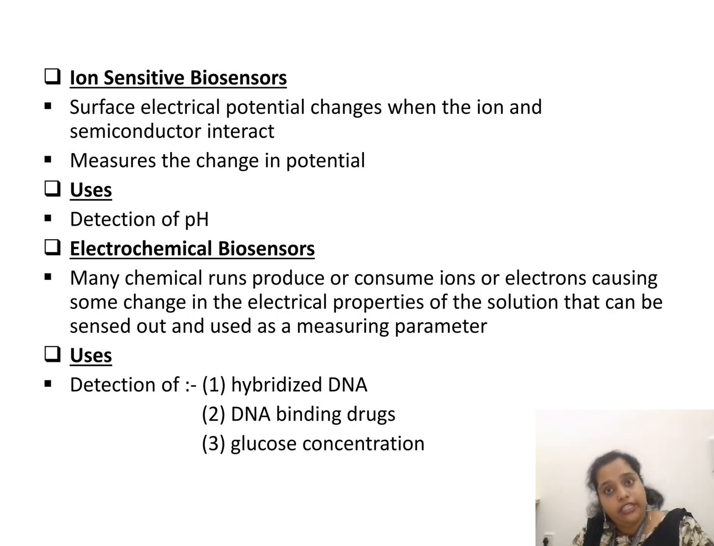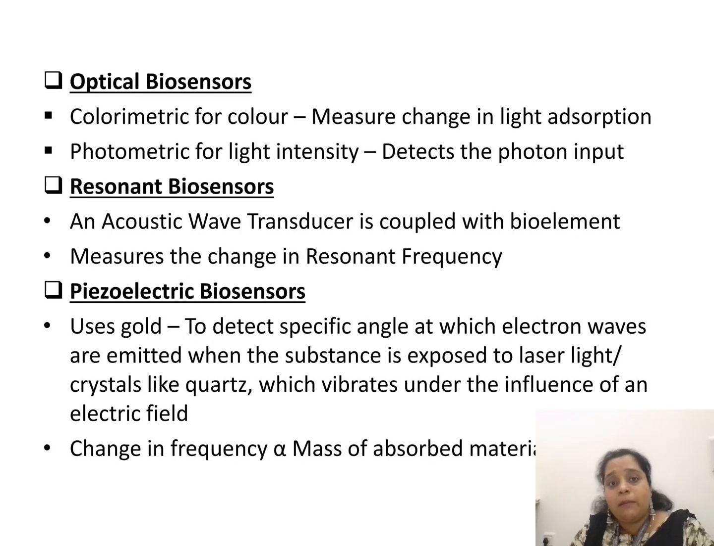glucose concentration monitoring. Optical biosensor, as I told, is for colorimetric for color, which measures the change in the light absorption, photometric for light intensity, and again resonant biosensors take the change in waves or you say resonant frequencies.